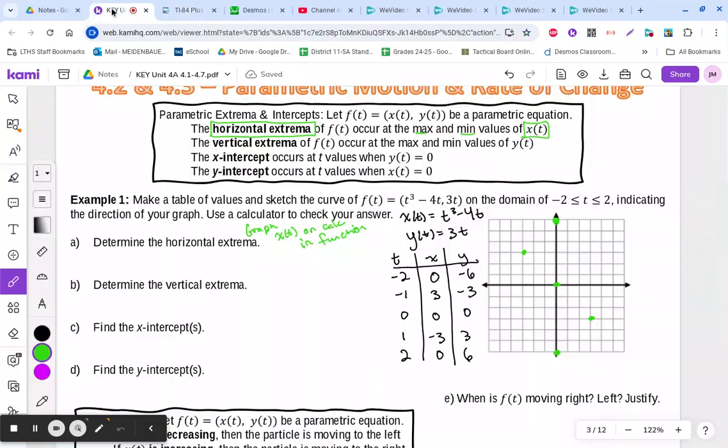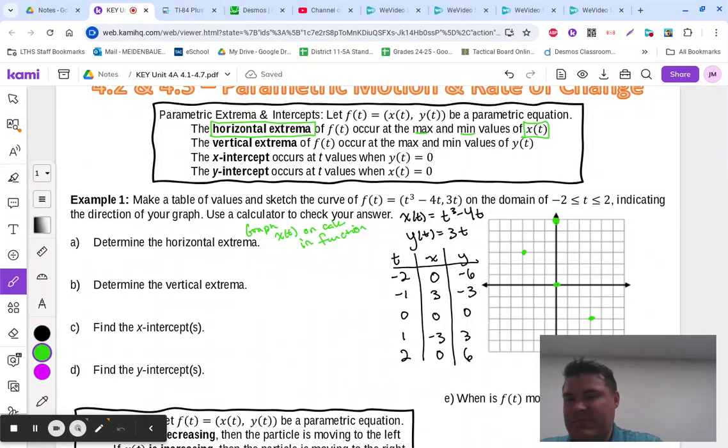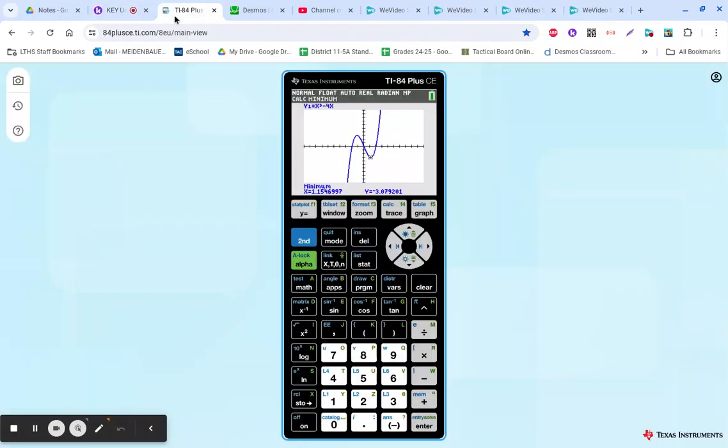So I do have a minimum of negative 3.079. Sorry, I can't have both these on the same screen. You can just deal with it. At t equals 1.154. I think that might round. We can truncate. I truncate everything I do. Okay, so that gives us our min.